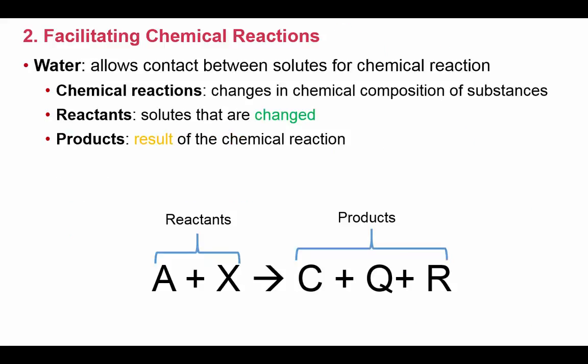A second property of water is that water typically facilitates chemical reactions. In other words, water allows contact between solutes in a chemical reaction. Now, in chemical reactions you typically have changes in the chemical composition of a substance, and in any chemical reaction, you're going to have both reactants and products. Reactants are what participate in the reaction. They're solutes that are going to be changed, and the product is the result. An example: A plus X yields C plus Q plus R. So A plus X would be your reactants, C plus Q plus R would be your products. And water typically is what allows these reactants to produce the product.